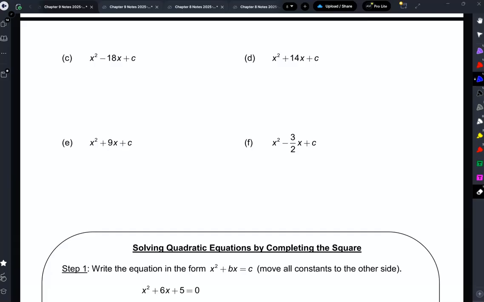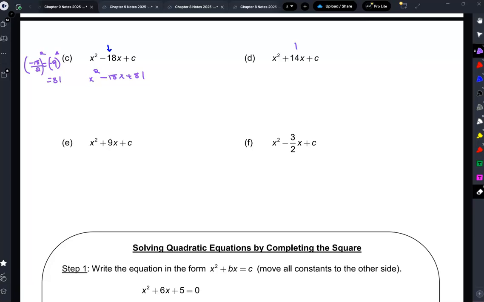So the more efficient way, right? We don't have to write step 1, step 2, step 3 all the time, because this is only going to be step 1 of many other steps afterwards. So we can do a lot of it mentally. I know that b is negative 18. So I take negative 18 and I divide it by 2. I get negative 9. Okay, and then I square that, right? I square negative 9, so I get 81. So x squared minus 18x plus 81.